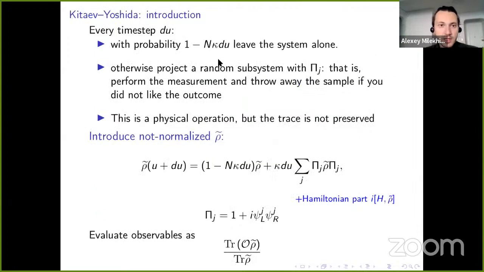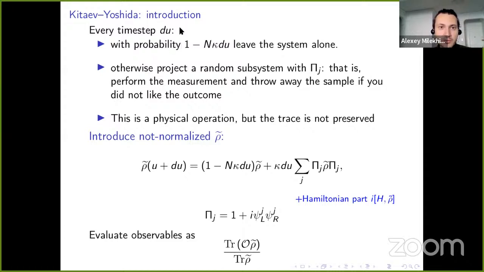Okay, let me now study the Kitaev-Yoshida case. People sometimes call this dynamics of projection non-Hermitian or non-unitary, and I really don't like this because it makes you worried if this dynamics is actually physical, but it is physical. So I just like to call it non-Hamiltonian evolution. So how would you implement this protocol in the lab?